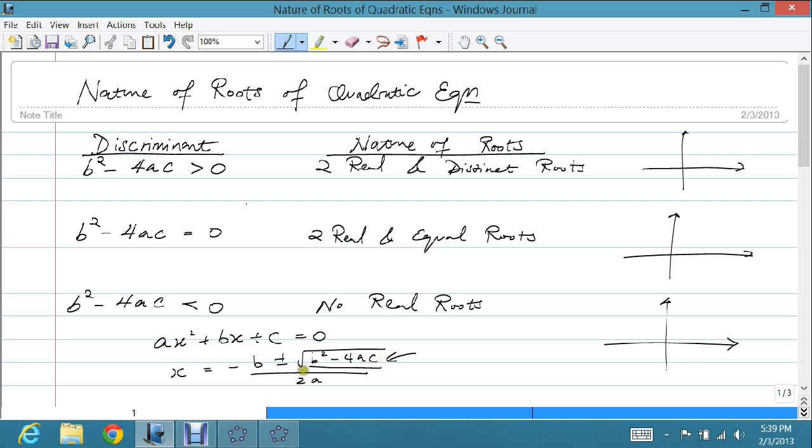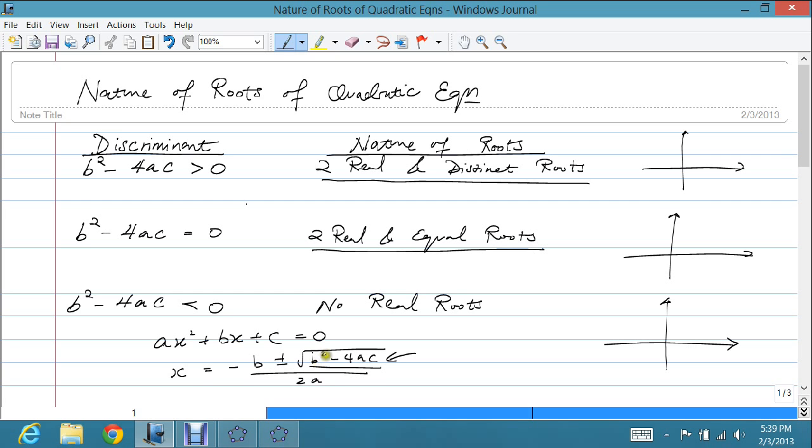So in the square root you see the discriminant, and it affects the nature of roots of the equation. For example, if b squared minus 4ac is bigger than 0, obviously you can take square roots. And given plus and minus, you always end up with two real and distinct roots. If b squared minus 4ac is equal to 0, then we have negative b over 2a, which just gives us two real and equal roots, which is the same as having one root which is repeated.